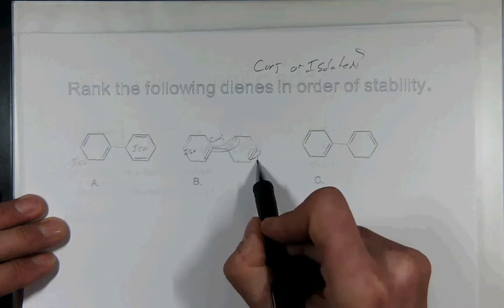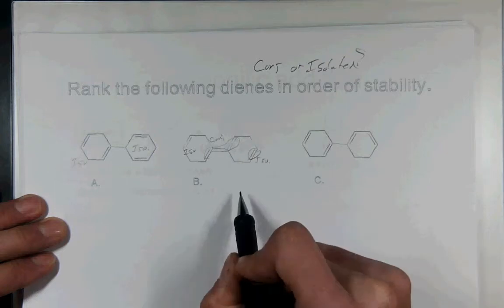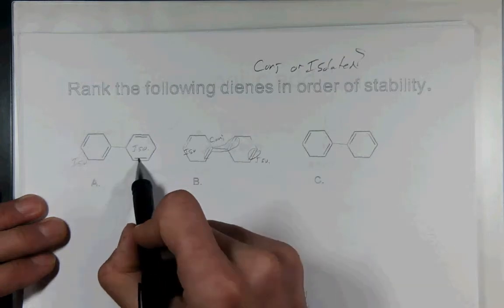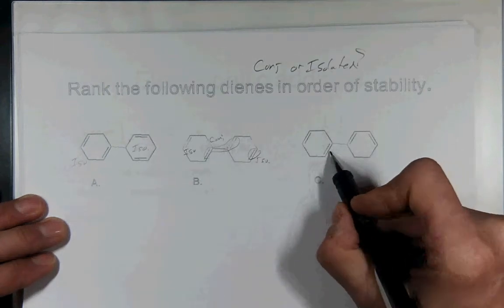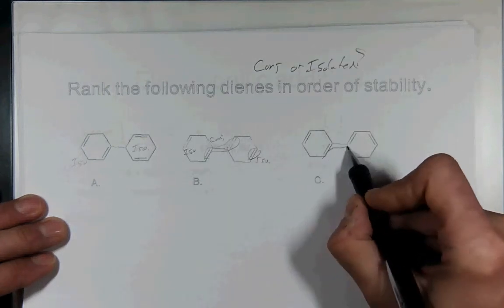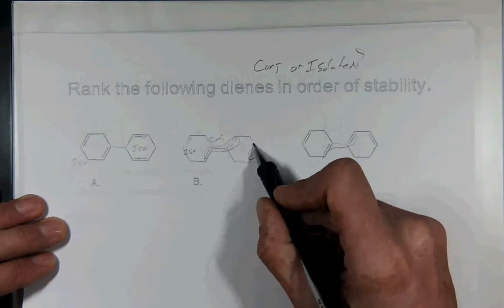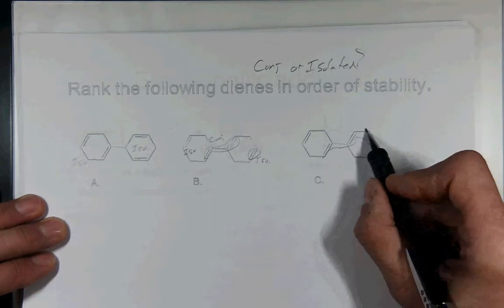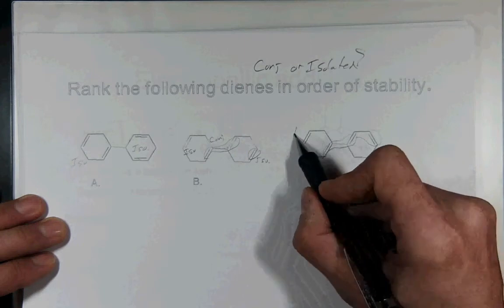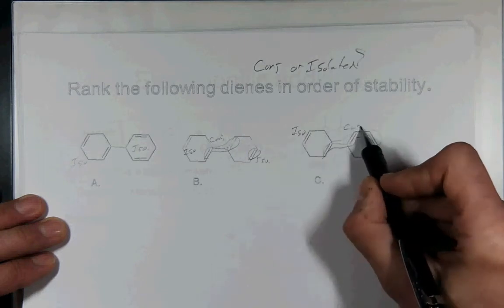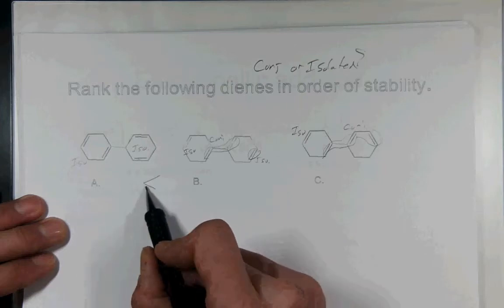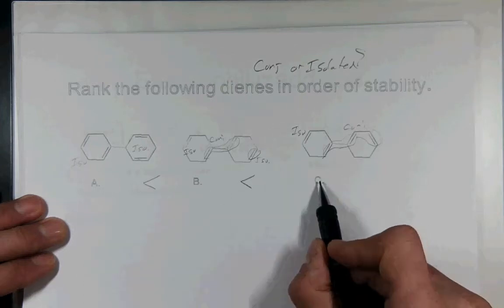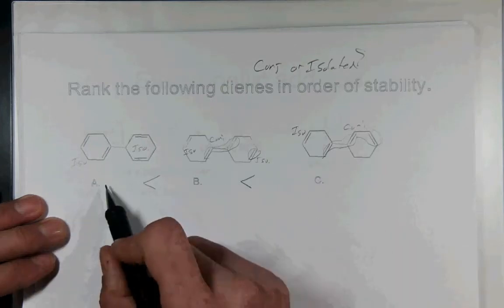This one is isolated. All 4 of these are isolated. Here we have 2 that are conjugated. Here we have these 2 that are conjugated, but this one has moved up, so now we have 3 that are conjugated. This one is isolated. So in stability, A is less than B is less than C, or C is greater than B, B is greater than A.